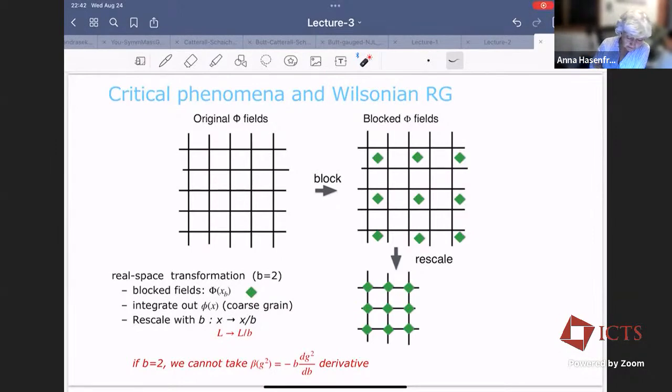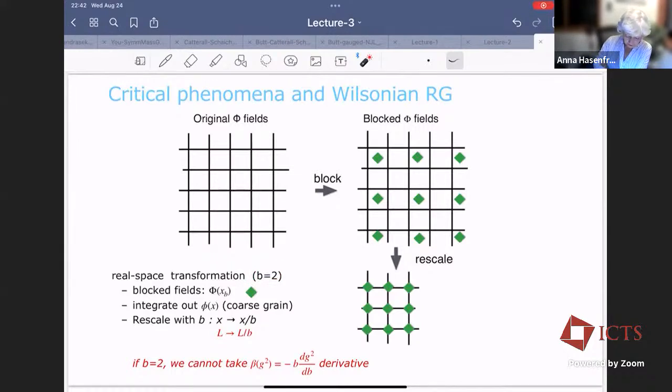So again, just a reminder, we start with the original fields, we block them. With that, we decrease the degrees of freedom, and then we rescale to have the original size. A well-defined procedure. The last rescaling step simply sets every dimensionful quantity divided by b, or rescaled by b. In particular, the lattice volume will be rescaled by b as well. Now that's a bad sign, because typically we can't start with very large volumes. We start rescaling by factors of 2. Pretty soon we run out of lattice.